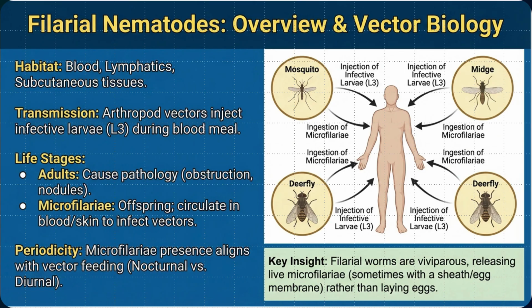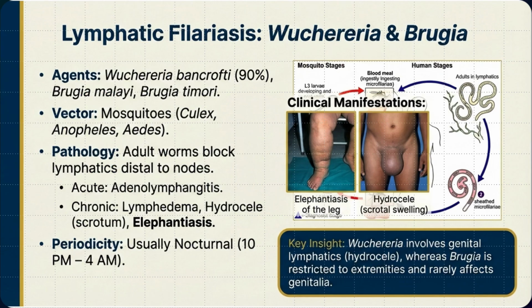And that's not random. That is evolutionary synchronization. Correct. Their vector is a night-biting mosquito, often Anopheles or Culex. So the microfilariae, the baby worms, hang out deep in the lung capillaries during the day. But between 10 p.m. and 4 a.m., they swarm into the peripheral blood, specifically to be picked up by a feeding mosquito. So if a doctor orders a peripheral blood smear for filariasis and the phlebotomist draws the blood at 2 p.m., it's a wasted test. You will get a false negative.